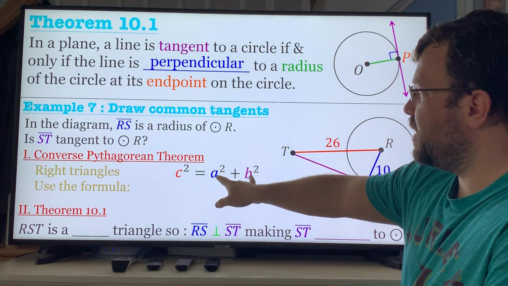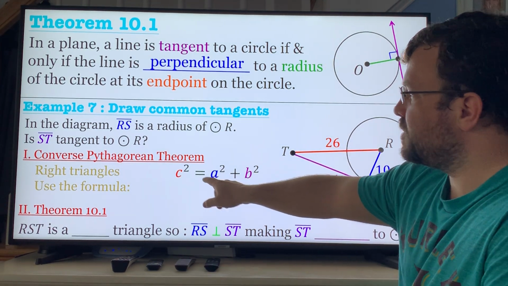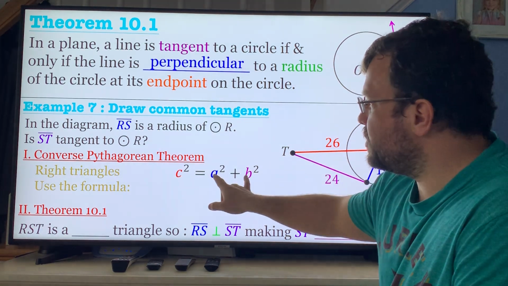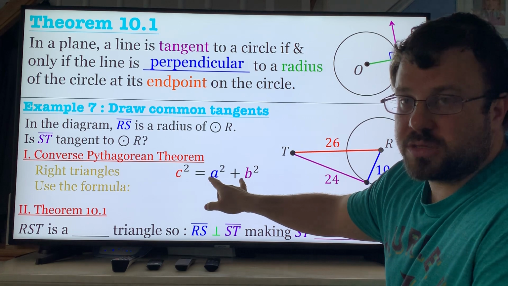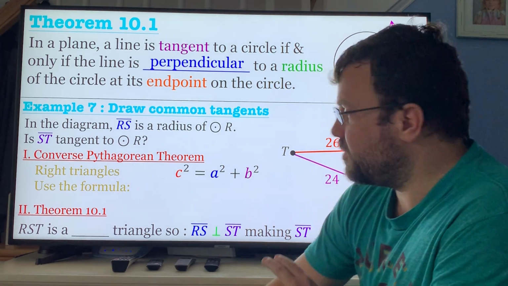Remember, if your hypotenuse squared is greater than your 2 legs squared, it was obtuse. If your hypotenuse squared was less than your 2 legs squared, it was acute, right?